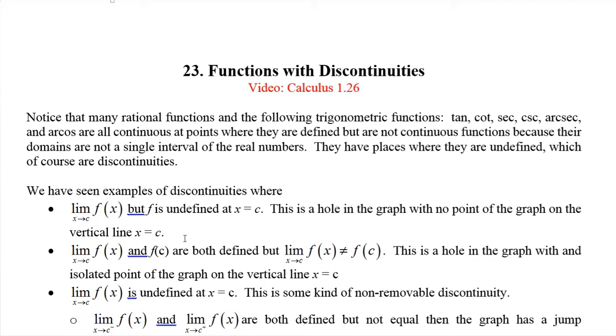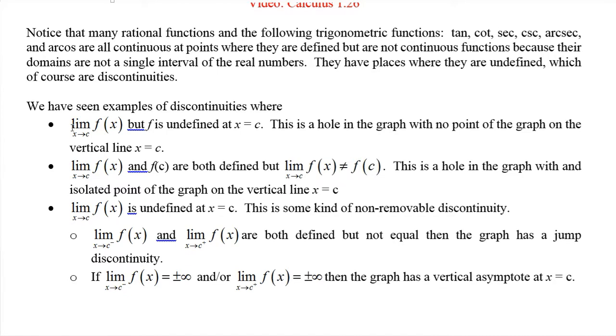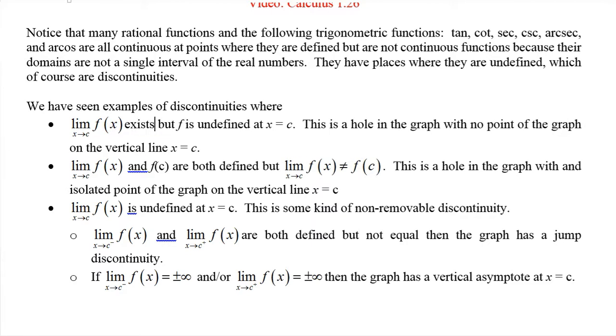Now let's look at what kind of things we've seen. We have seen places where the limit as x approaches c of f of x exists, but f is undefined at x equals c, and this gives us a hole in the graph with no point of the graph on the vertical line x equals c.